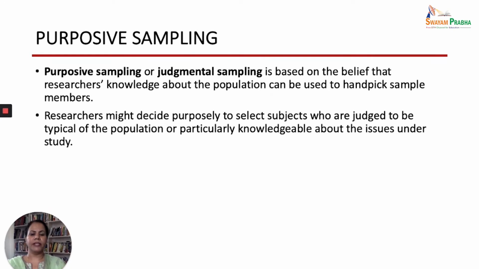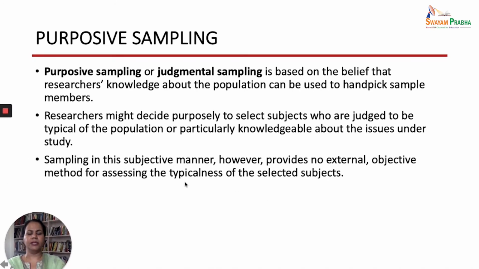A researcher might decide purposely to select subjects who are judged to be typical of the population or particularly knowledgeable about the issues under study. So here purposely the researcher selects the subjects whom he feels will be typical of the population for the research study, or who will be knowledgeable about a particular issue or variable that he is studying.